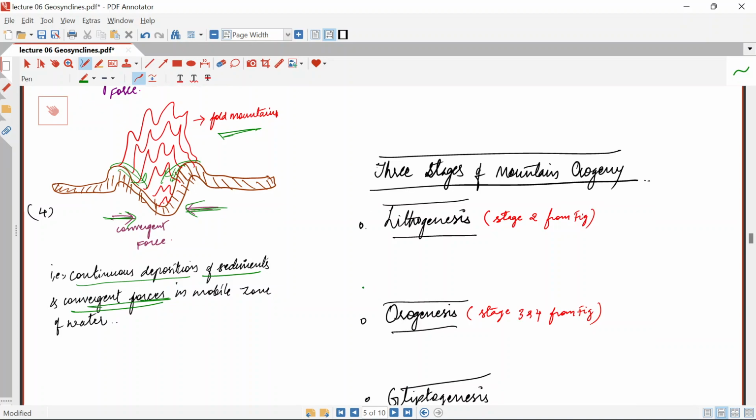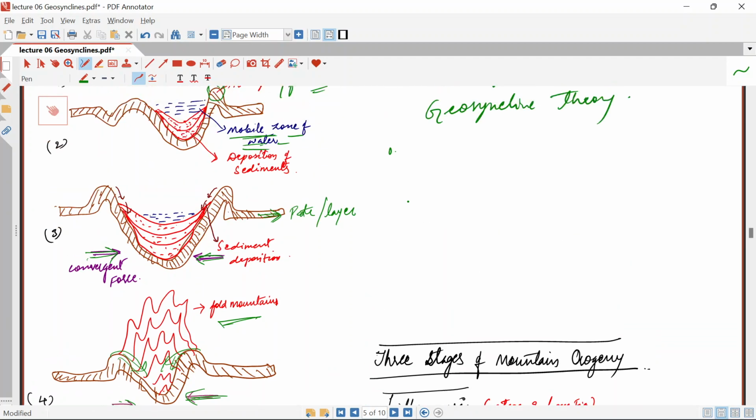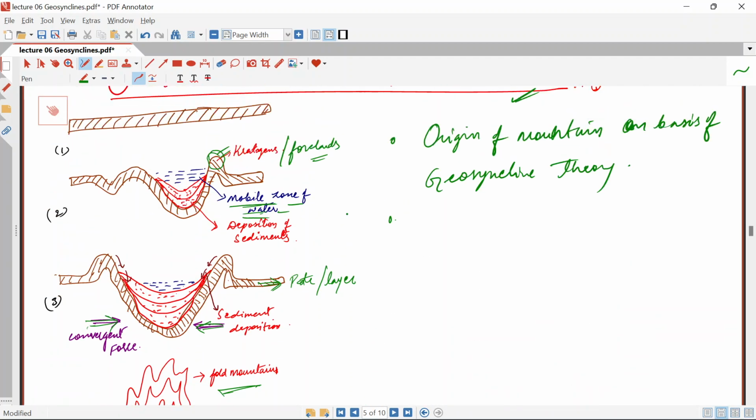So let's see the first stage. For the first stage we have to observe figure number 2. See, if we observe here, there is a landmass. Due to some kind of forces acting, or due to some kind of load, a depression took place, and we can observe the depression here. In the second figure, this entire process is known as lithogenesis.